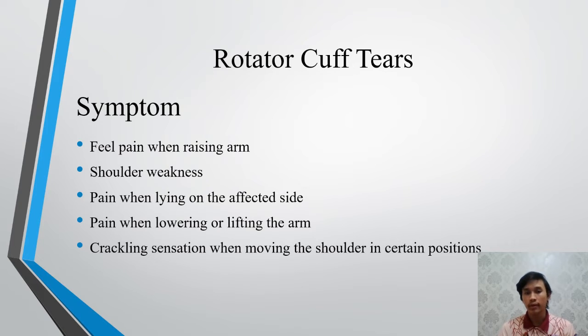Pain when lying on the affected side. When you try to sleep lying on the affected side, for example, if your right hand is injured and you try to lie on the right side, you will feel the pain. The next are pain when lowering or lifting the arm, and a crackling sensation when moving the shoulder in certain positions.